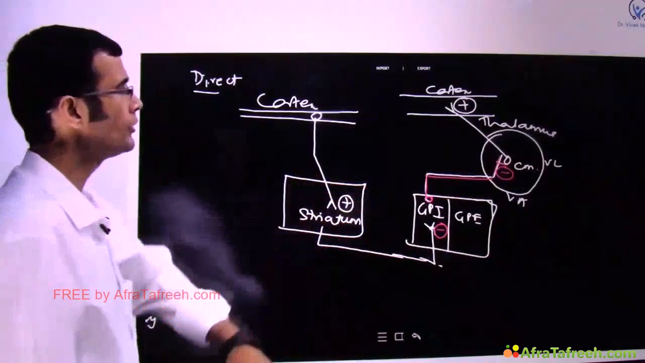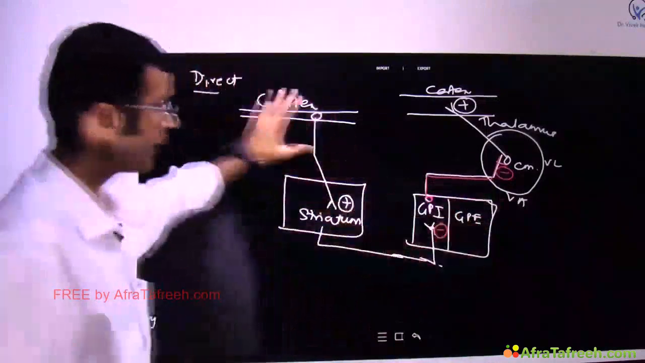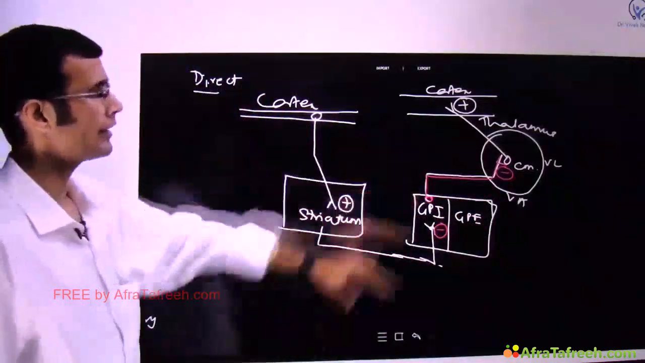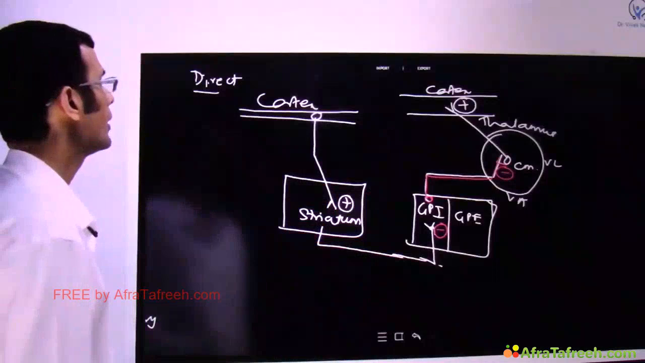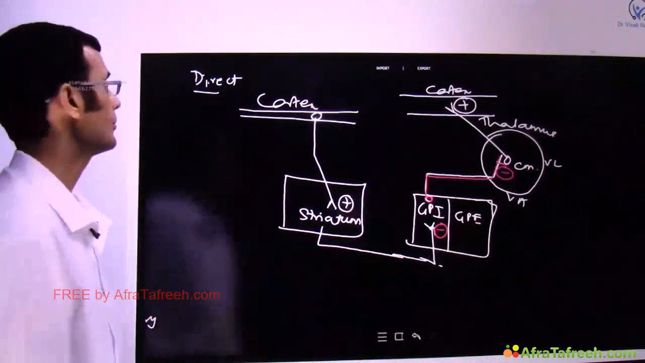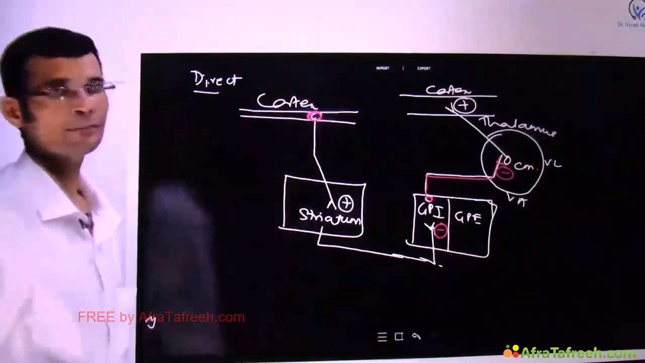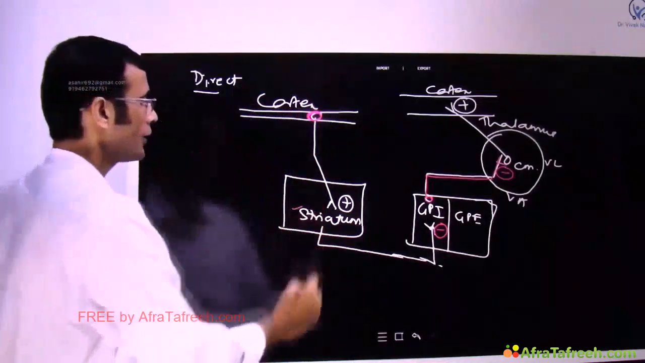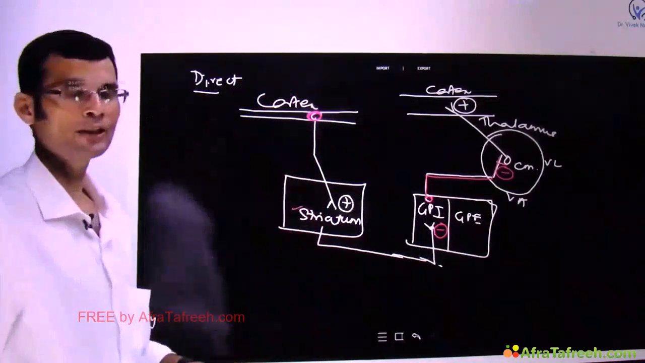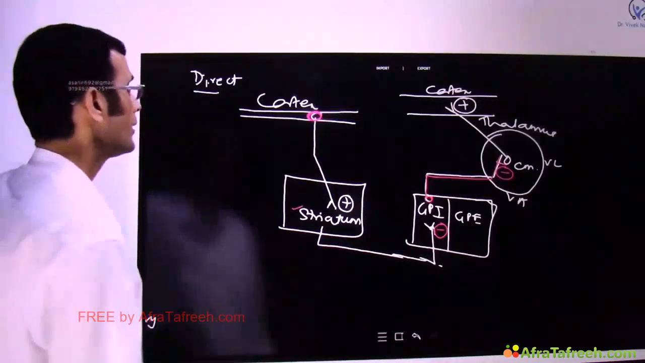That's the direct circuit, and these are the excitatory and inhibitory fibers. Let us try to understand the function of the direct circuit. When cortex starts thinking of a voluntary movement, it starts exciting the striatal neurons. Corticostriate projections will be activated. What will be the effect of that?